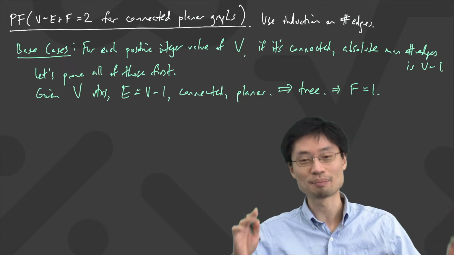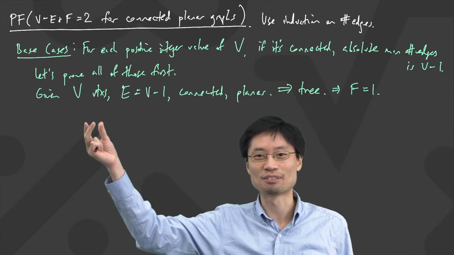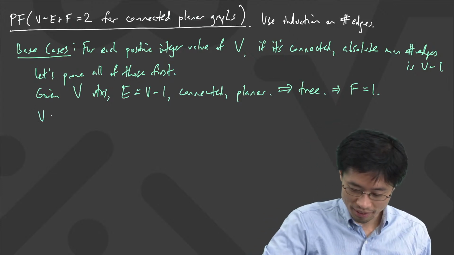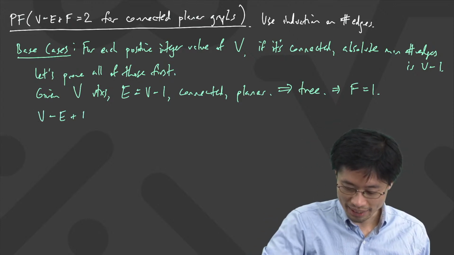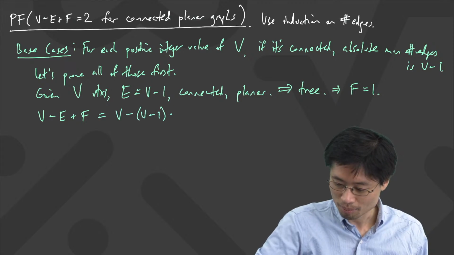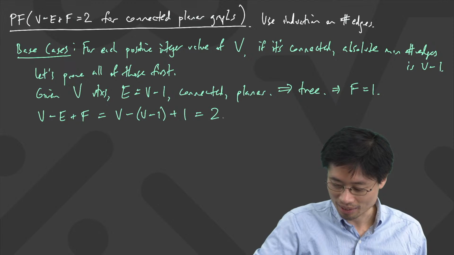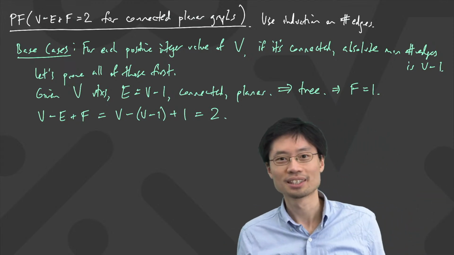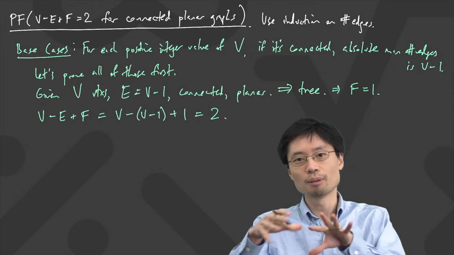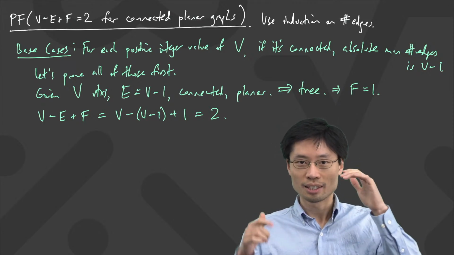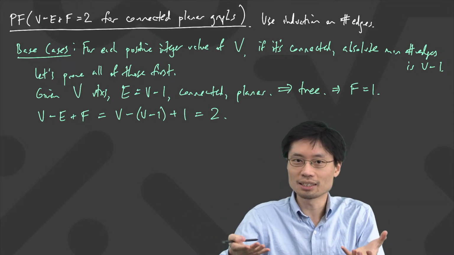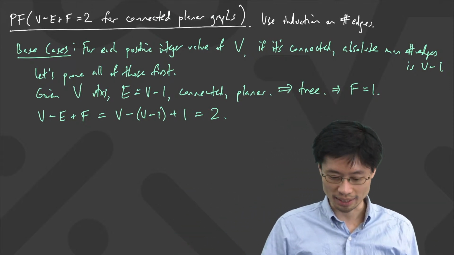Hooray! I know what v minus e plus f is now, because I have a v, I have an e, and I have an f. So v minus e plus f is equal to v minus (v minus 1) plus 1, which is wonderful. It's 2. Great. So now we just dealt with all the base cases. So now we know that no matter how many vertices we have, if you somehow removed edges all the way down to this base case, now it's true. So now let's do the induction step.